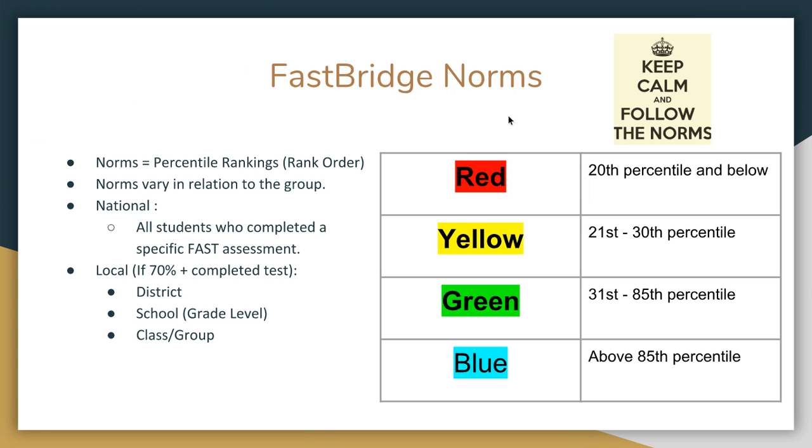FastBridge also has norms. These norms are rankings and allow them to be compared to a group that is nationally and locally organized. The red, who are your Tier 3 students, are in the 20th percentile and below. Yellow are your Tier 2 students, and they're in the 21st to 30th percentile. And your green and blue students are those that are just in normal coursework and are not receiving any interventions.